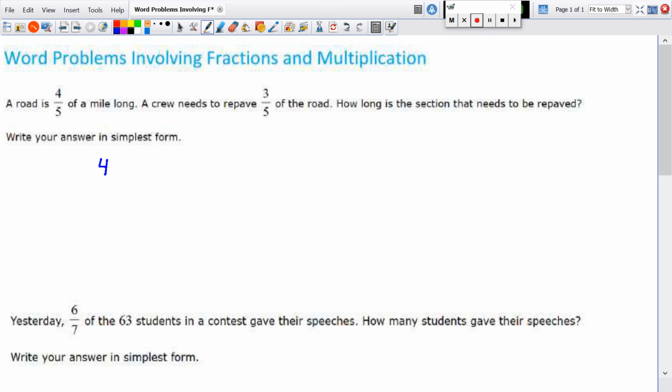So 4/5 times 3/5. For multiplication of fractions, you go straight across like this. 4 times 3 is 12. And the denominator, 5 times 5 is 25. And 12 over 25 does not simplify, so that is your answer.